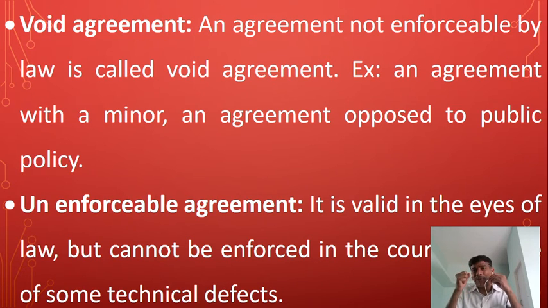What are some technical defects? Suppose corona is one of the technical defects. Suppose one party has entered an agreement to paint a building within 1 month, but it is not possible due to lockdown because of corona. Lockdown is one of the technical defects to complete the painting. This is what is called an unenforceable agreement. Therefore, it is valid in the eyes of law, but cannot be enforced in the court because of some technical defects.